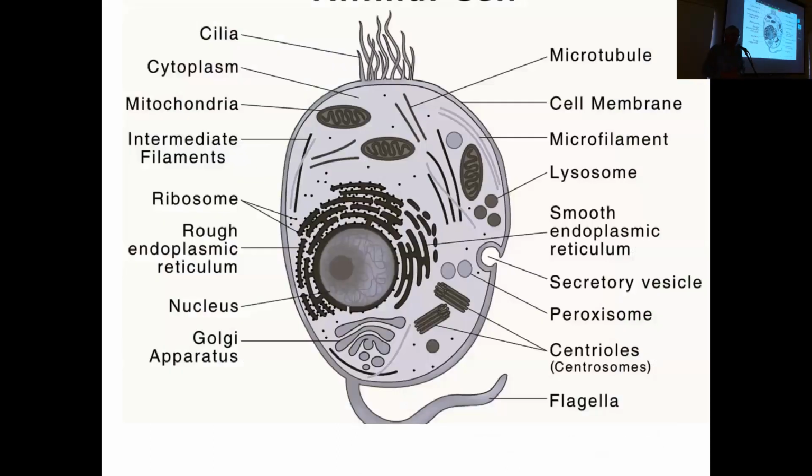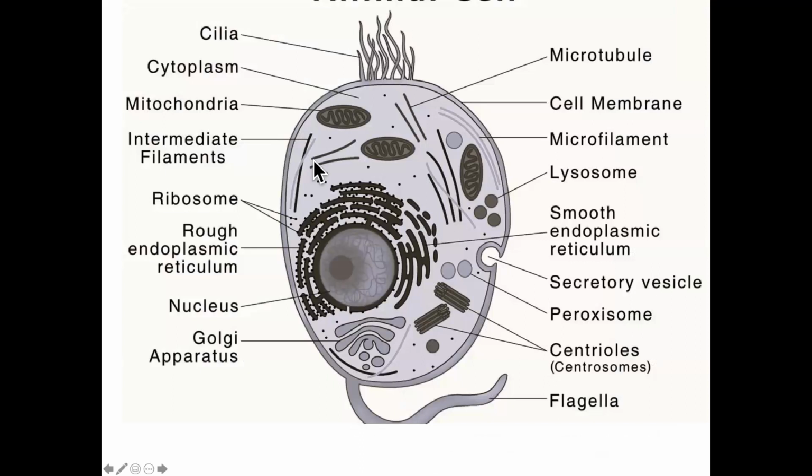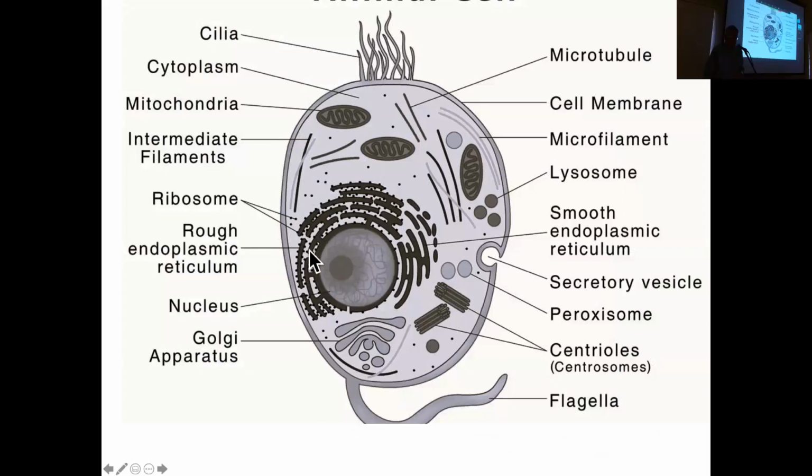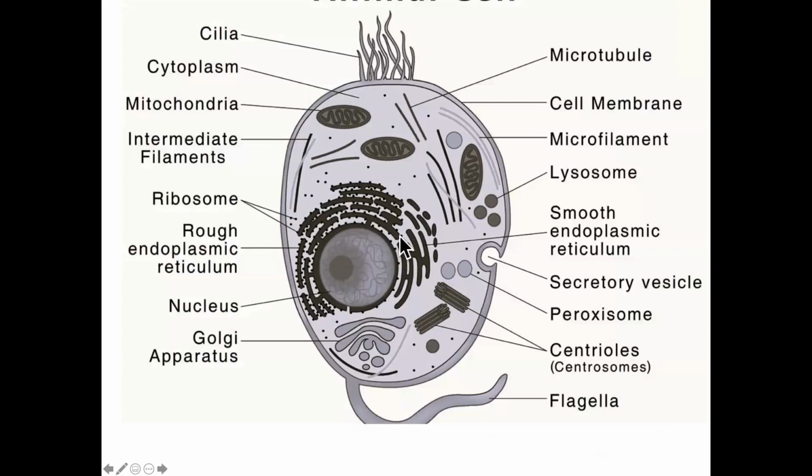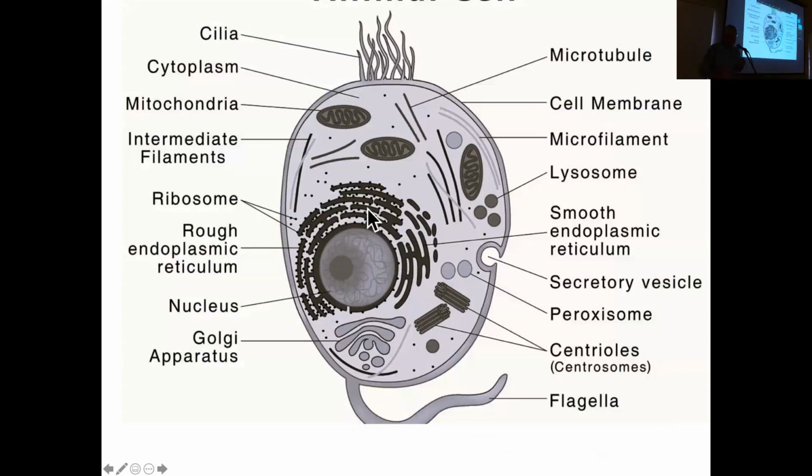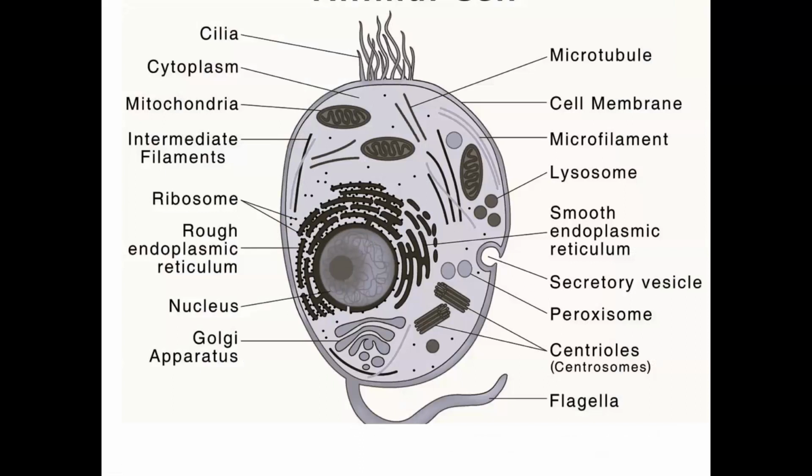So here is your textbook example of a cell. This would apply to plants, fungi, animals. You have the nucleus where the DNA is. Then there's a whole elaborate membrane complex whose main function is to make membranes and to make the proteins that are part of the membrane.